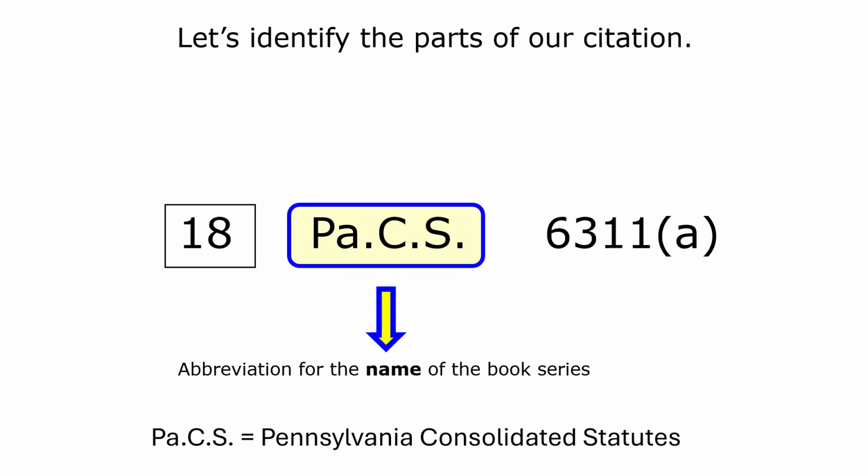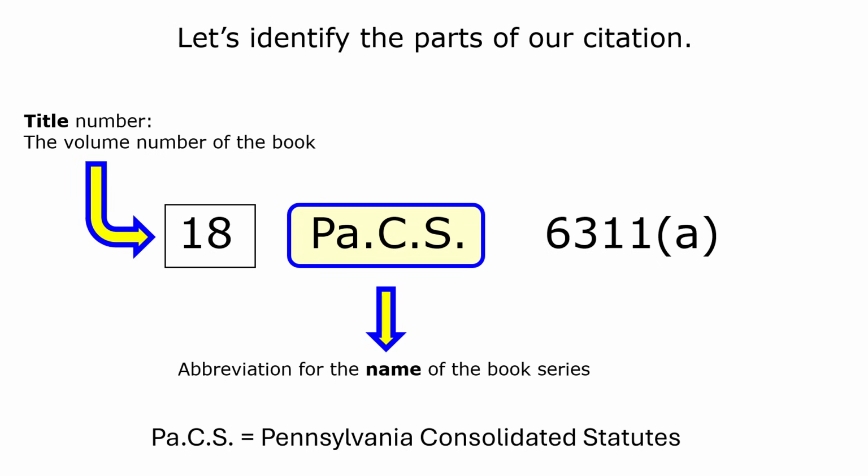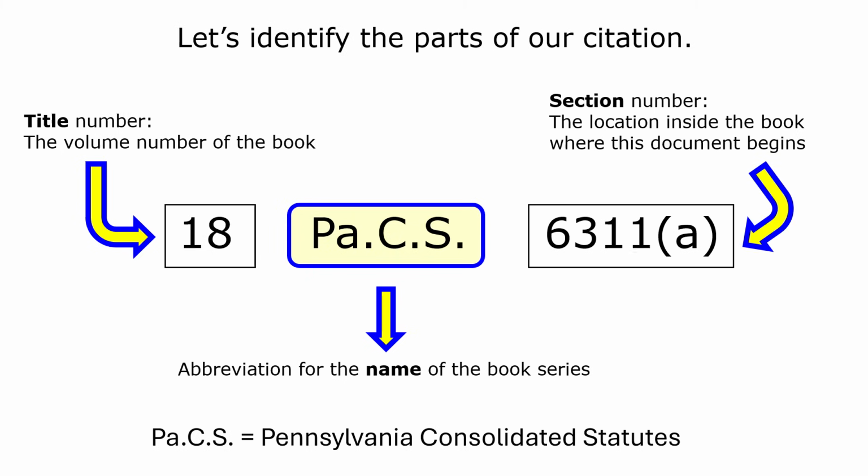The number at the beginning of the citation is your title number. That's the volume number on the spine of the book. The number at the end of the citation is your section number. That's the location inside the book where the document begins.